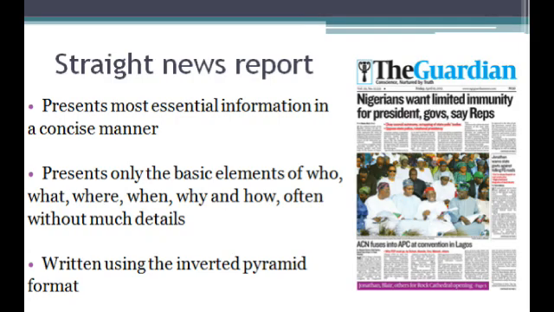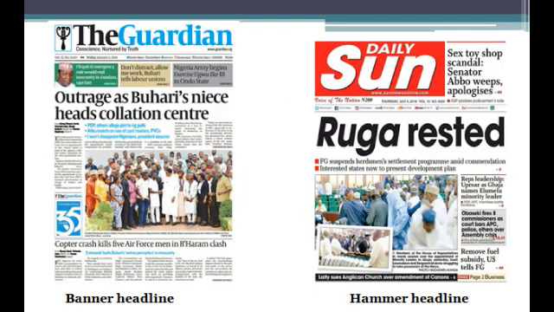This is a story that provides only the most essential information in a concise manner. It presents the basic news elements using the inverted pyramid format, from the most important to the least important aspect of the story. We're looking at the front page headline. Most times the banner and hammer headlines come on the front page of the newspaper. And so we need to make it clear that most of the lead headlines on the front pages of newspapers always appear in two basic formats, either the banner headline or the hammer headline, because they attract attention.